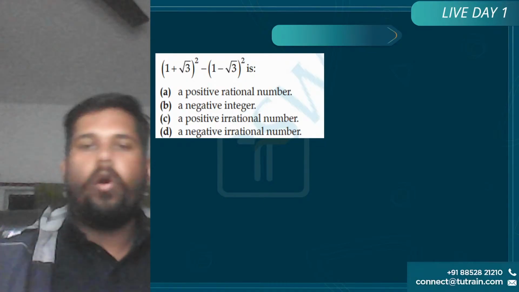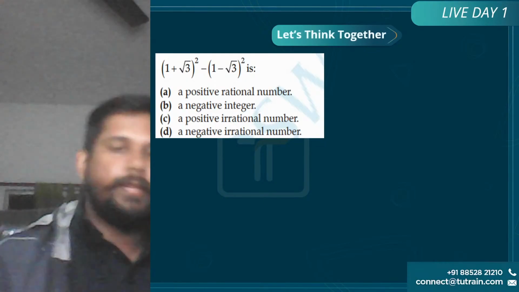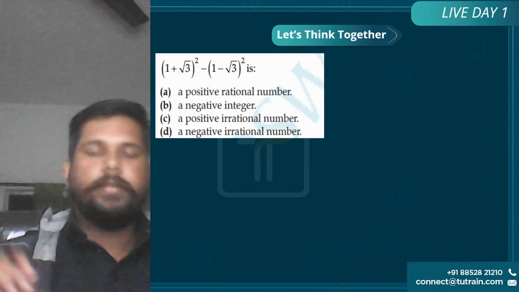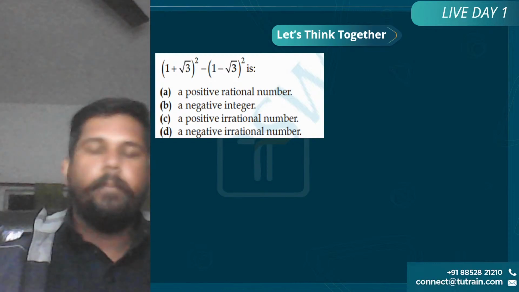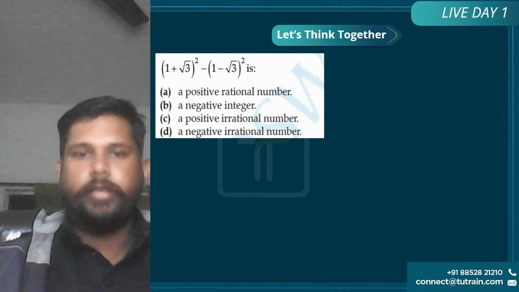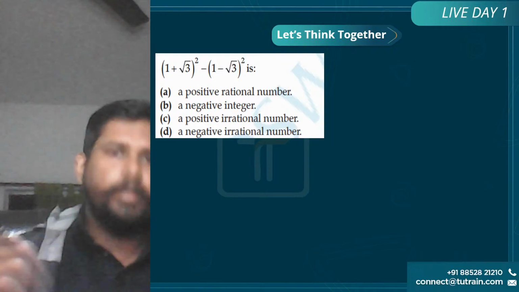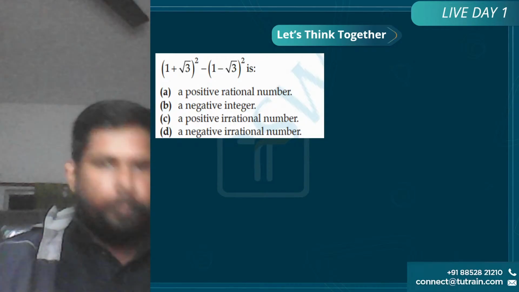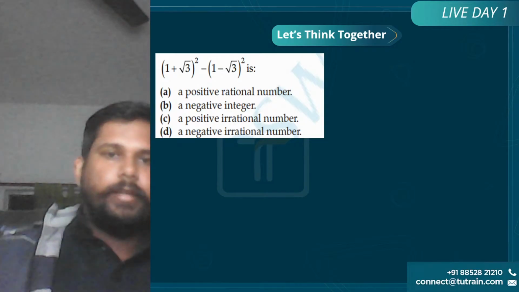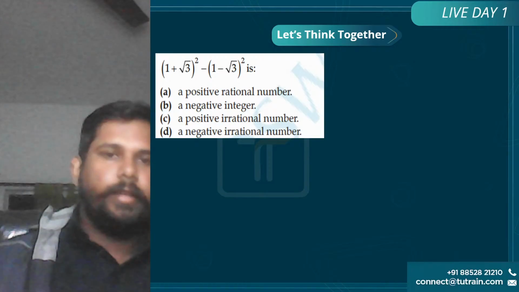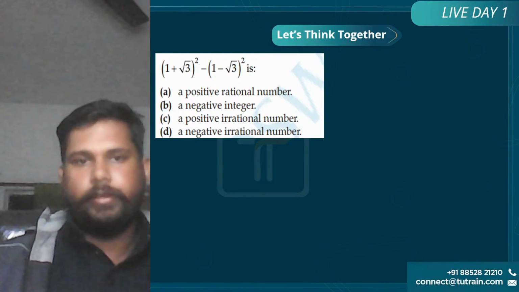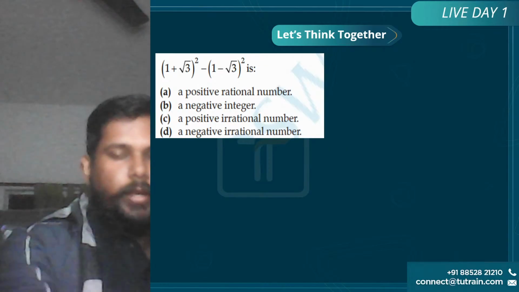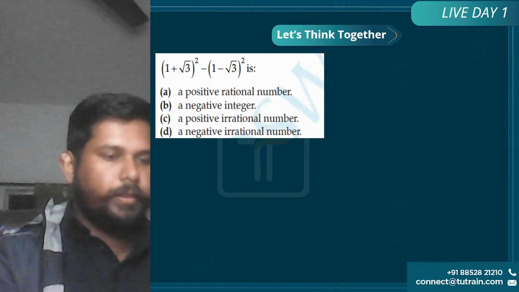Moving ahead, this is our first question. I want all of you to try this. Let us think together how to solve it. Here we are given (1 plus square root 3) whole square minus (1 minus square root 3) whole square, and four options: a positive rational number, a negative integer, a positive irrational number, and a negative irrational number. Which of the following do you think is correct? I am giving you 30 seconds. You can type your answer in the chat box.